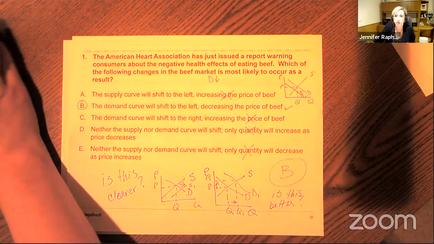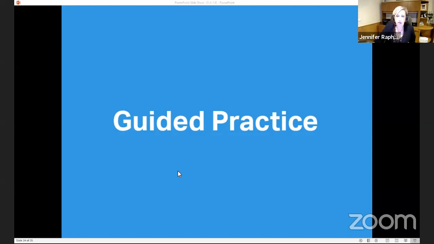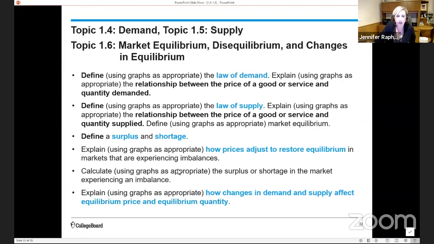So now let's just finish up. So I'll go back to our PowerPoint. We did our guided practice. Okay, let's go down. So this is what we looked at tonight. We finished up Unit 1 with topics 1.4 to 1.6. We looked at demand, supply, and then markets with demand and supply curves in them.